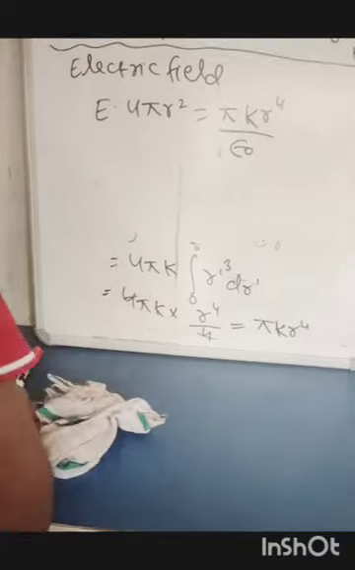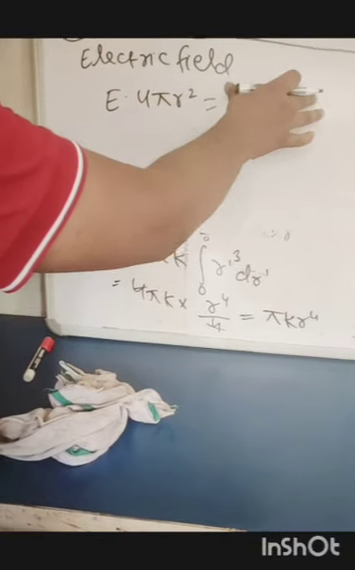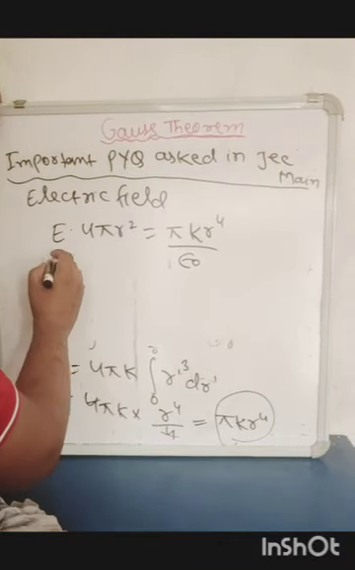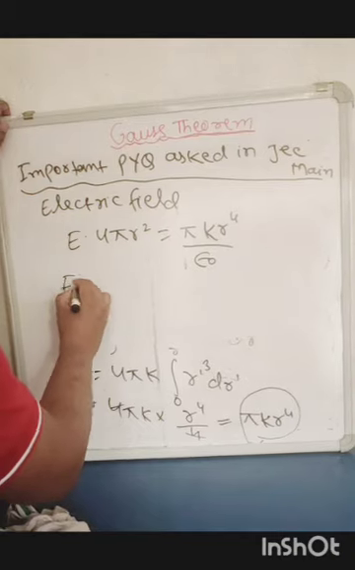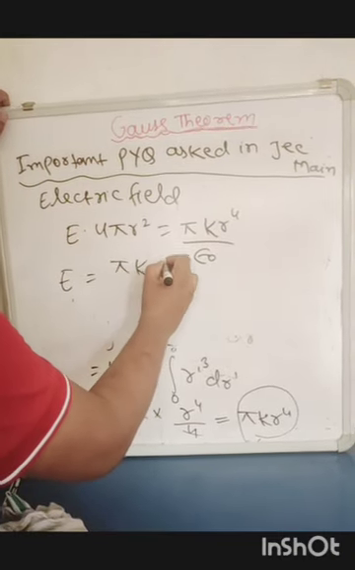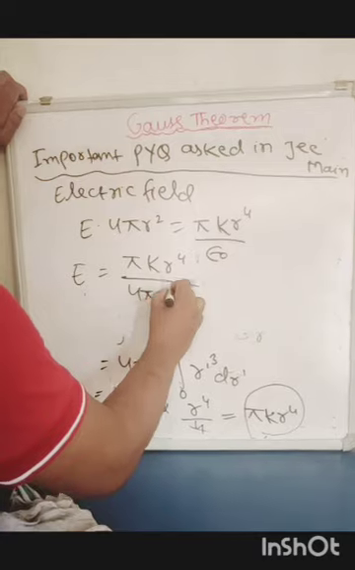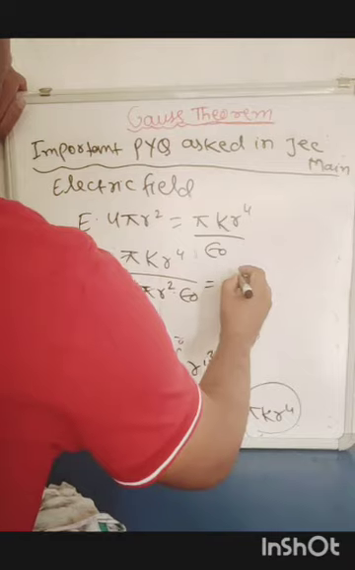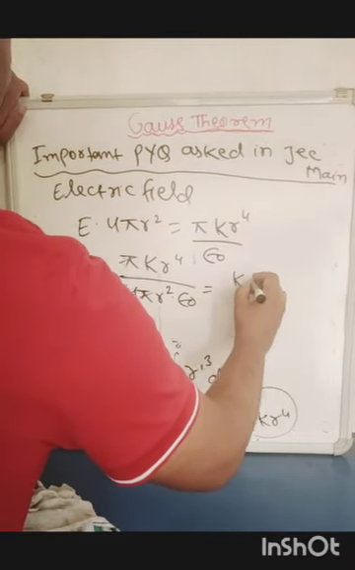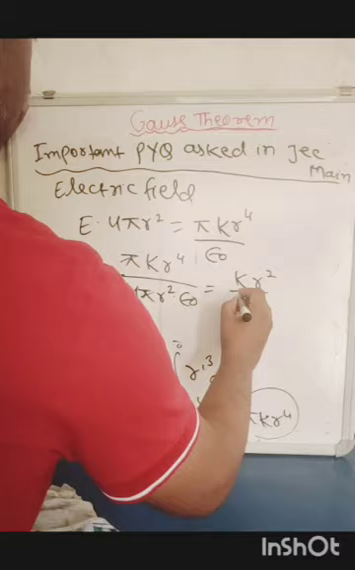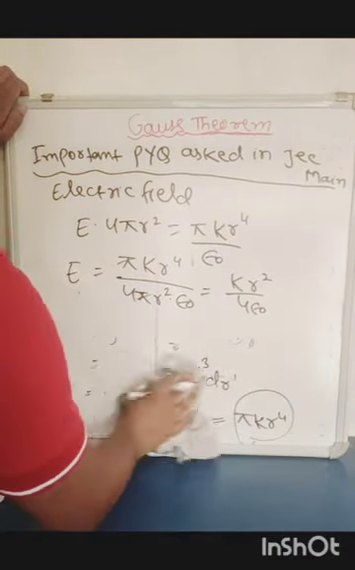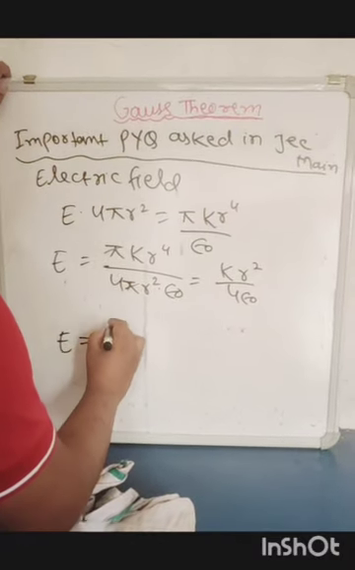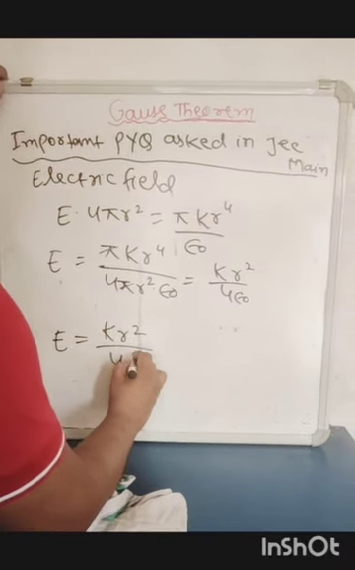We know that the total flux over the surface equals total charge upon epsilon naught. This value is the total charge over the surface. After calculating this, E equals pi k r to the power 4 upon 4 pi r square into epsilon naught. Therefore we cancel, and we get k r square upon 4 epsilon naught. So the electric field at point r equals k r square upon 4 epsilon naught.